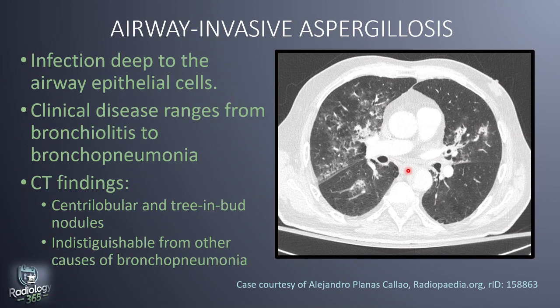Then the fourth category is airway invasive aspergillosis. Now, airway invasive aspergillosis is aspergillus infection that has gone deep to the epithelial cells of the airway. So it invades the epithelial cells up to the level of the basement membrane. So it is seen only in immunocompromised patients like neutropenic patients and AIDS patients.